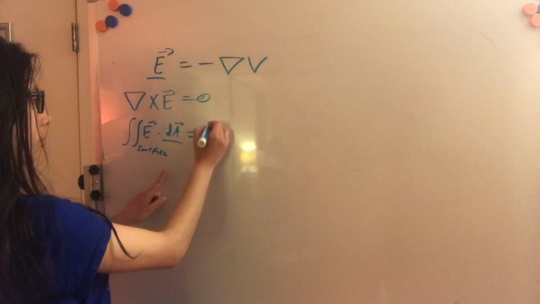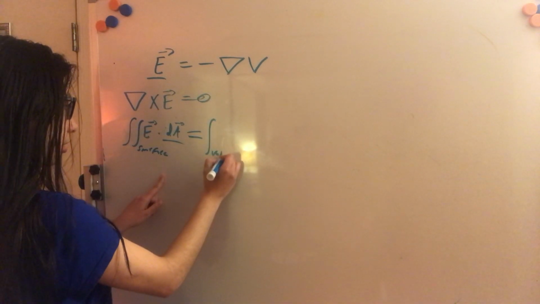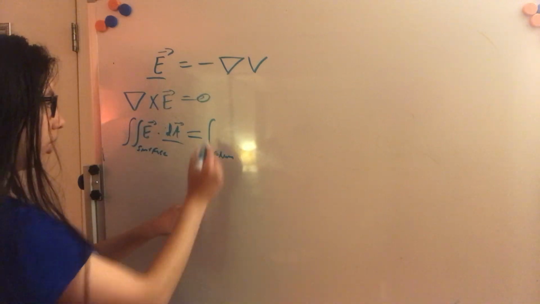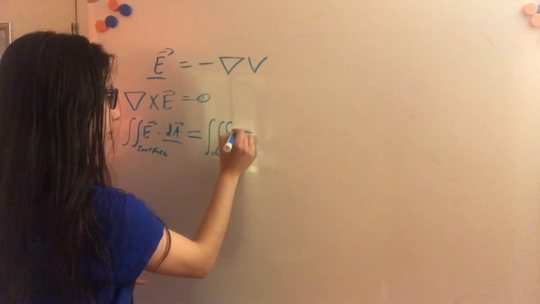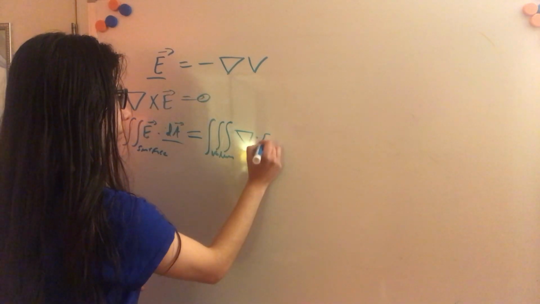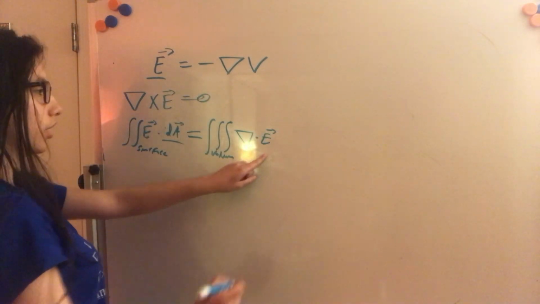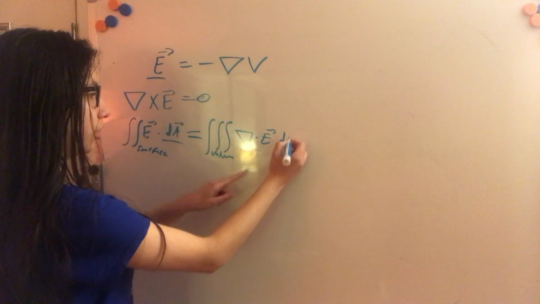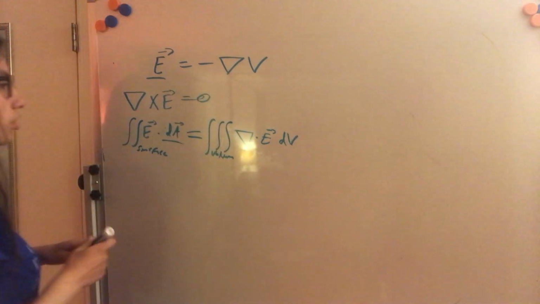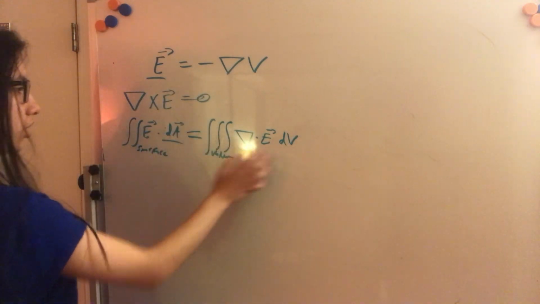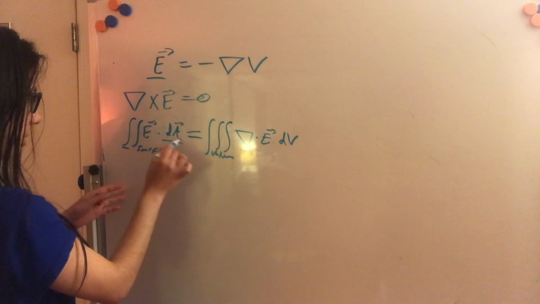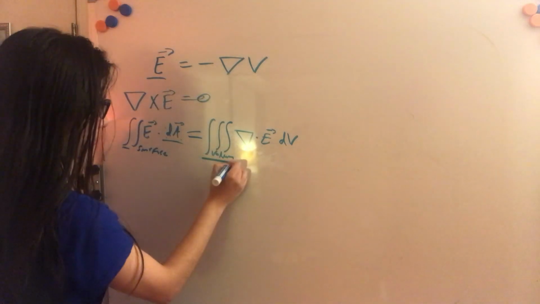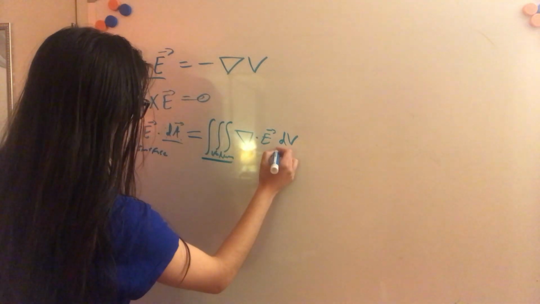This is equal to the volume integral. Volume integral, you can put it like this or with triple integral of the divergence of the vector field. In this case, it is the electric field, dV. So these things are the same because the integral of this in dA is the same as the triple integral of this dot dV.